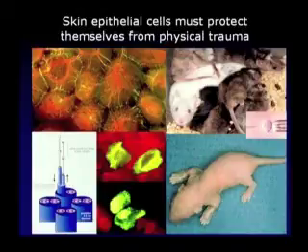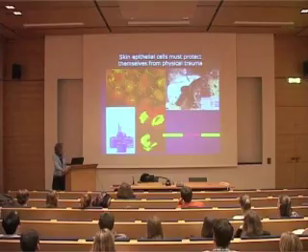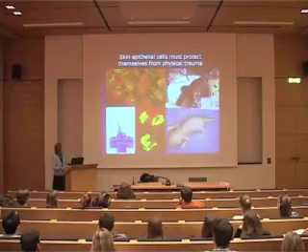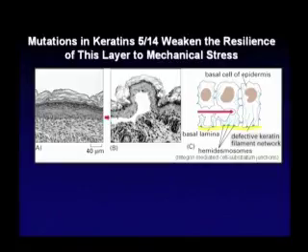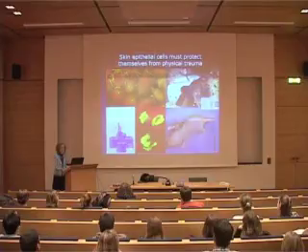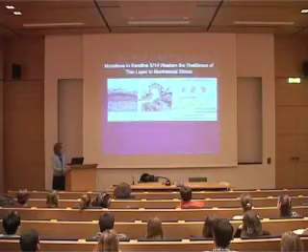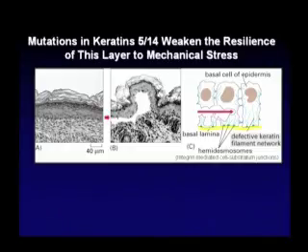So we used our keratin 14 promoter and the keratin 14 mutation, and the results were striking. Initially the mouse looked okay, its skin looked okay, but as soon as the mouse started to move around in the cage, it started to develop blisters, in this case on the paw regions.